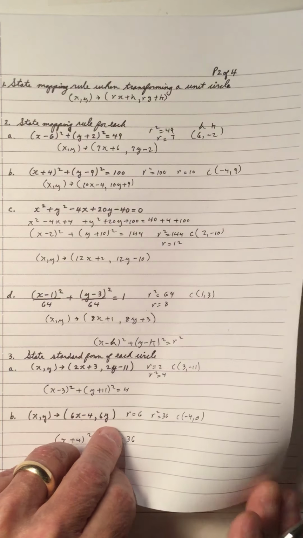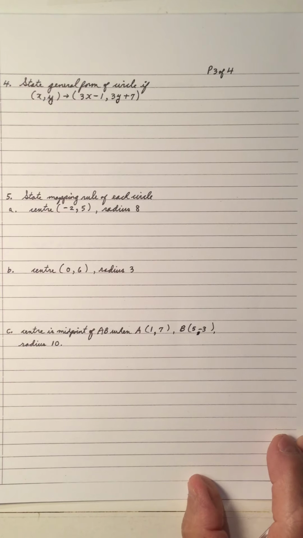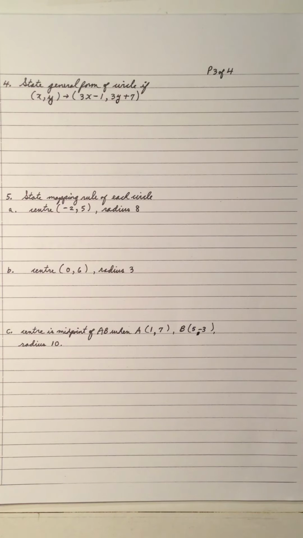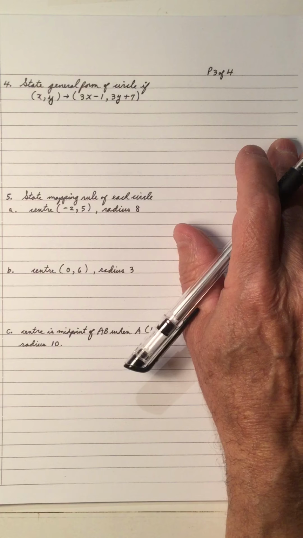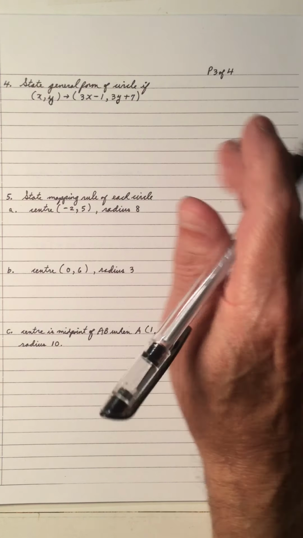Okay, let's continue. State the general form of the circle. Okay, now that means we have to change it to standard form first and then square it all out.